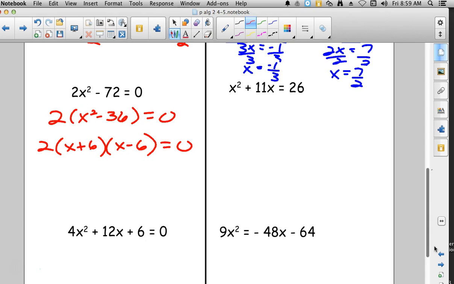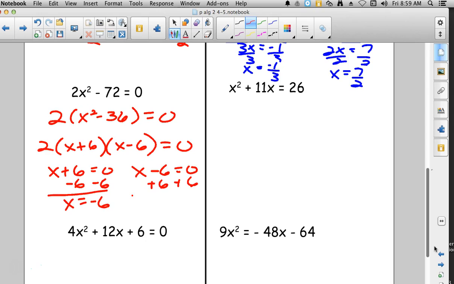Is this an answer? Is there an x there? Then we could care less about that too. That is not our answer. Our answers come from these two right here, because that's where the x's are. Wherever there's an x, there is an answer. We're going to subtract 6 from both sides and get negative 6, and add 6 to both sides, and x equals positive 6, which again, we just could have looked up here and said, yeah, negative 6 and 6.